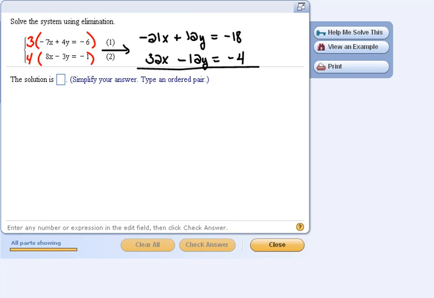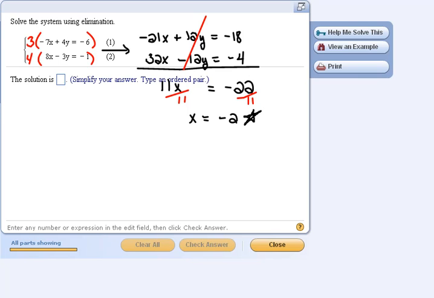Now by doing that, when we add these two equations together, our y's cancel out. And here we have a minus 21x and a plus 32x. So whenever I add those together, we will get 11x, now that those y's canceled, equals negative 18 minus 4, which would be negative 22. And now to get x alone, we would have to divide both sides by 11. So we would have x equals negative 2.